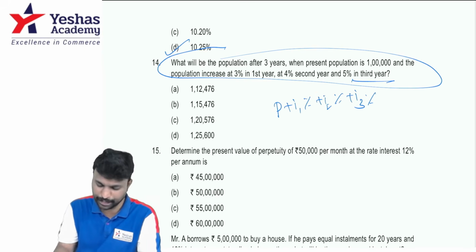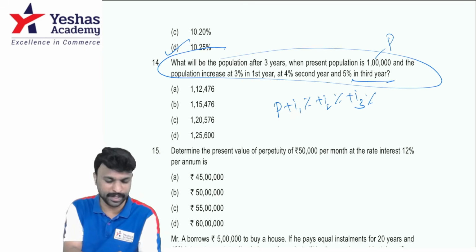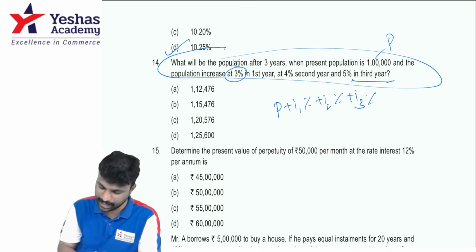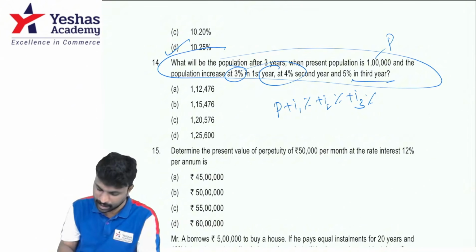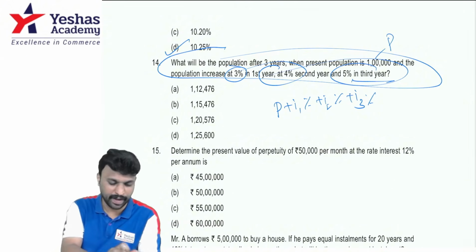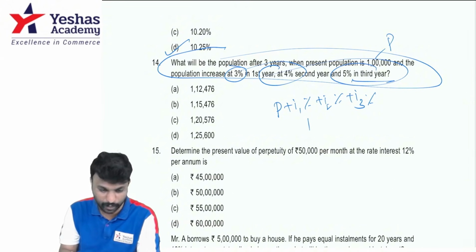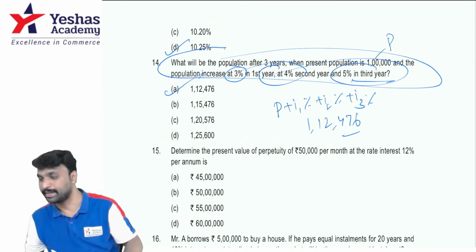What is P? 1 lakh. Initial population is 1 lakh. Type 1 lakh, plus first rate of interest is 3%, type 3, press a percentage, plus second rate of interest is 4%, type 4, press a percentage, plus third rate of interest is 5, type 5, press a percentage. That fetches me 1,12,476. That means option A is the right answer.